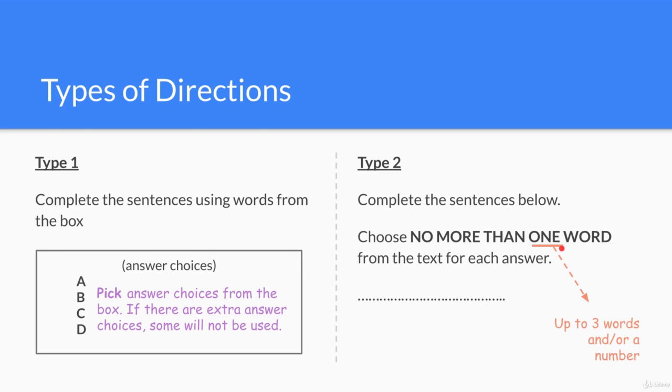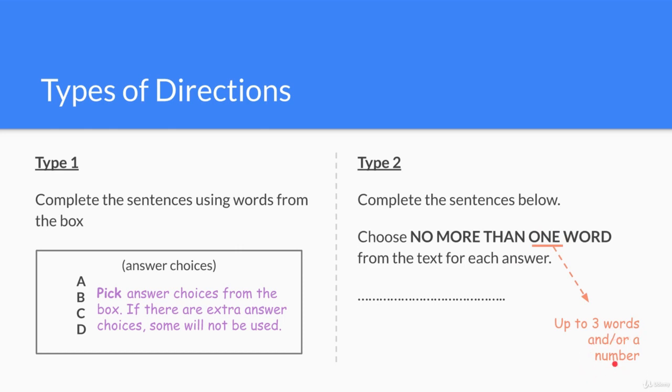Because it's going to tell you exactly how many words you can write. If you write more than one word in this case, you're going to get it wrong because you did not follow directions. So make sure that you pay attention to how many words your answer has to be. It might be a one-word answer, sometimes it can be a two-word answer, or even a three-word answer. So it's going to be anywhere between 1 to 3 words, or sometimes a number is also acceptable.